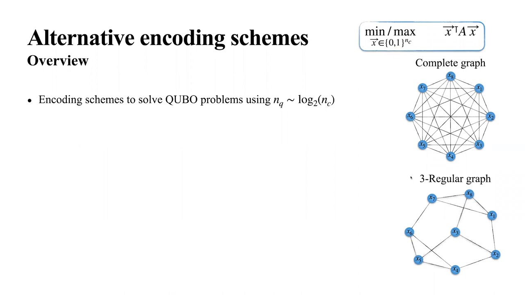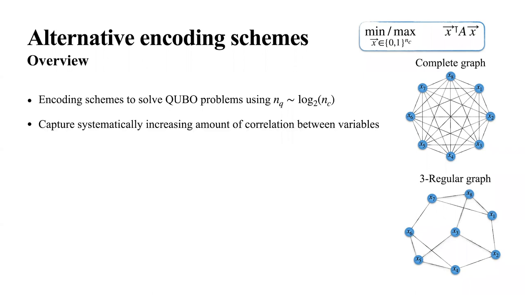In this context, I will propose an encoding scheme that could allow us to solve QUBO problems using a number of qubits that scales logarithmically with the number of classical variables. So the quantum state still represents a distribution function over the classical solutions. And what we're going to show is that in these encodings, we can ensure that the quantum state can capture systematically increasing amounts of correlations between the classical variables by progressively increasing the number of qubits. What I mean by that is that we can implement a quantum state that can capture two-body correlations, three-body correlations, four-body correlations by increasing the number of qubits, for example.